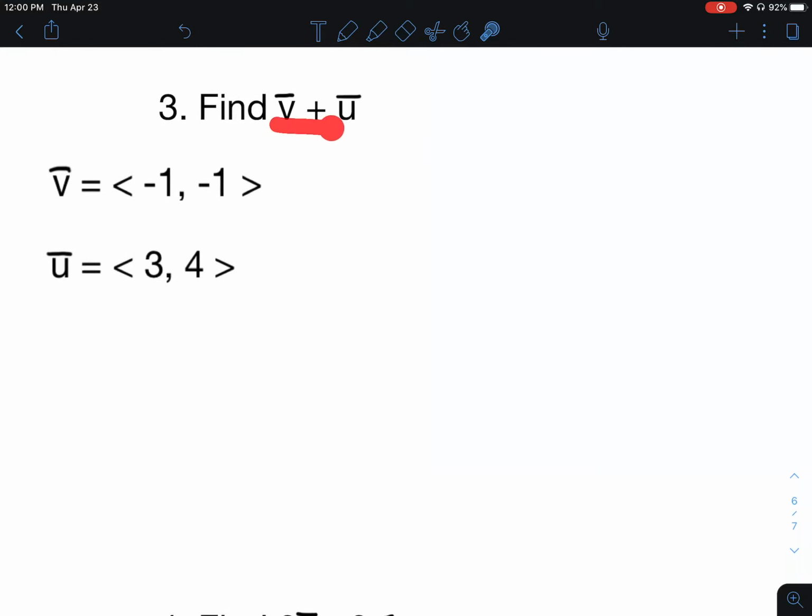Number 3, add vectors u and v. I have them written here. Add the x components, that's going to be 2. Add the y components, that's going to be 3.